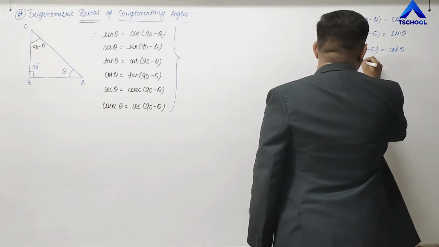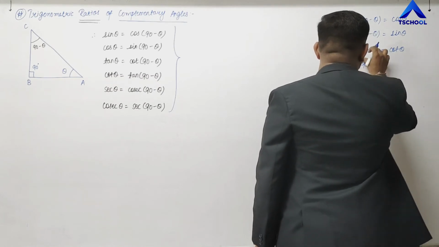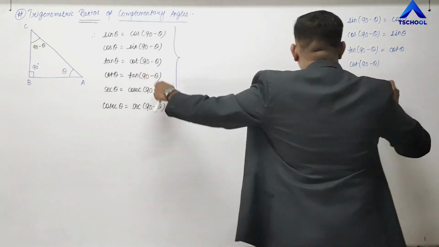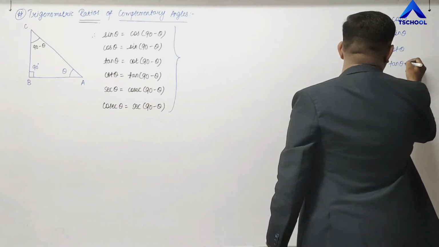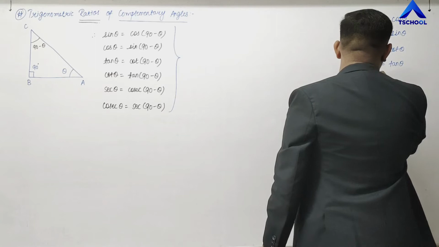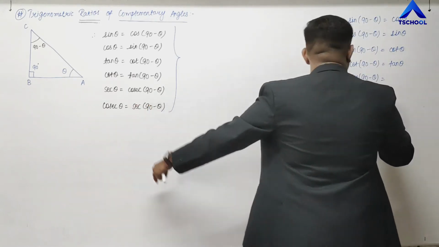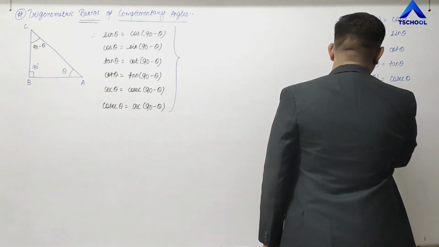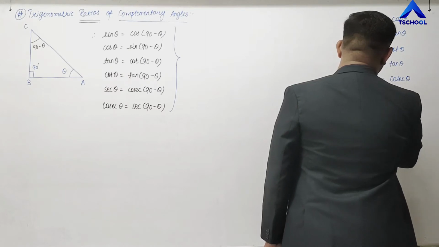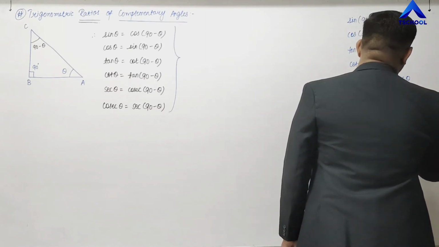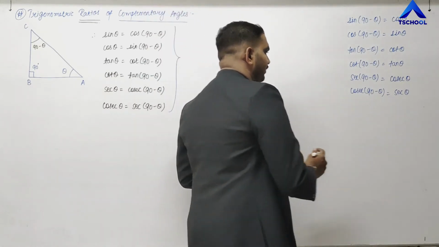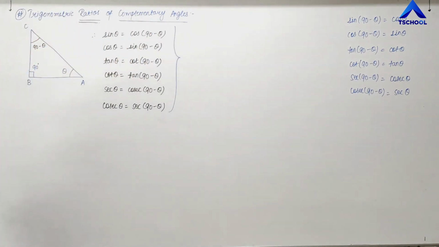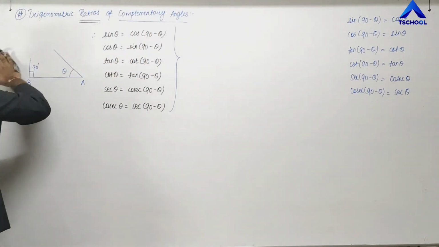Fourth thing, cot 90 minus theta is equal to tan theta. Then the fifth one, sec 90 minus theta is equal to cosec theta. And the last one, cosec 90 minus theta is equal to sec theta. So for reference, for solving one or two sums here, let me write down these identities so that we can easily solve the sums by looking at them. Okay?